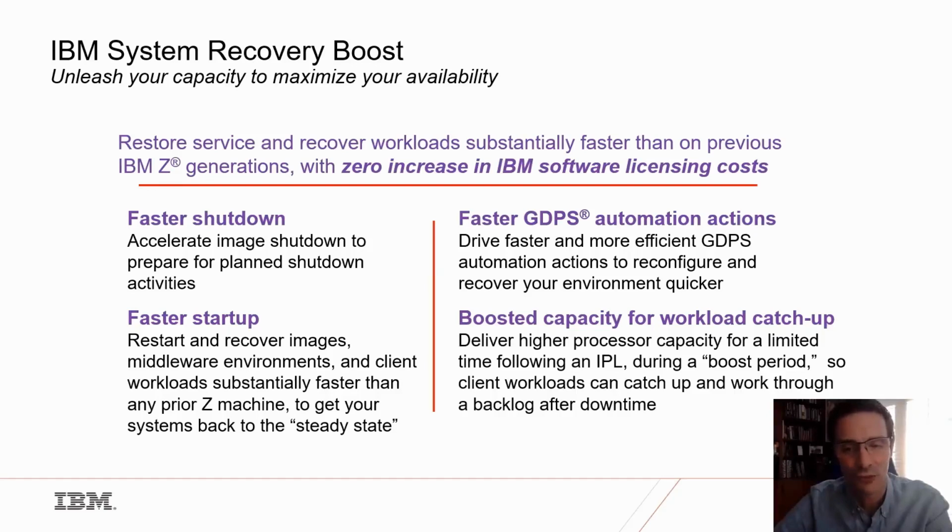In particular, for z/OS, it allows us to perform faster shutdowns and startups of the operating system without increasing IBM software licensing costs. So using System Recovery Boost, we're going to be able to have a faster shutdown for our planned outages, faster GDPS automation when we're reconfiguring and recovering our environments, faster startup of the operating system, middleware, and your applications to get back to steady state, and lastly, an additional boosted capacity for workload that may have built up while you were recycling the operating system. We're going to dive into it a little bit more on subsequent slides.